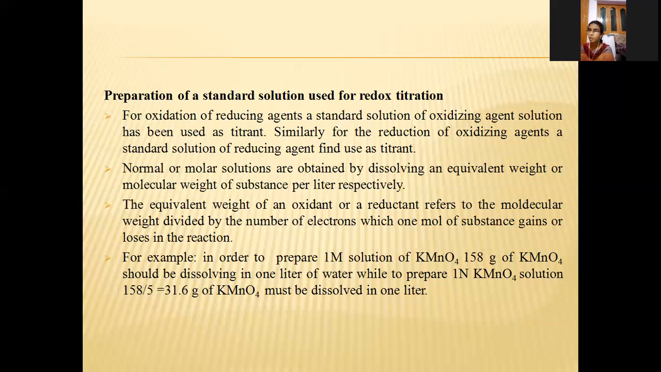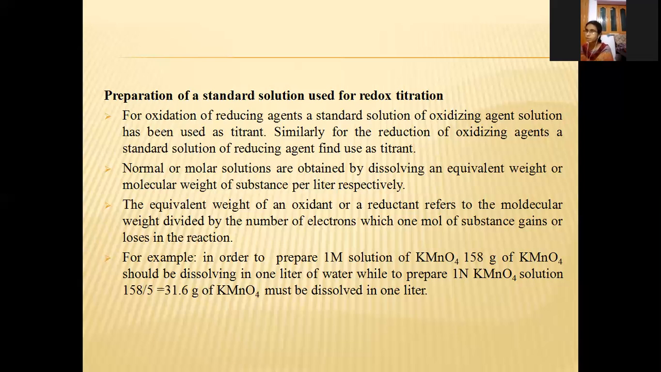Normal or molar solutions are obtained by dissolving an equivalent or molecular weight of the substance per liter. The equivalent weight of the oxidant or reductant refers to the molecular weight divided by the number of electrons which one mole of the substance gains or loses in the reaction.